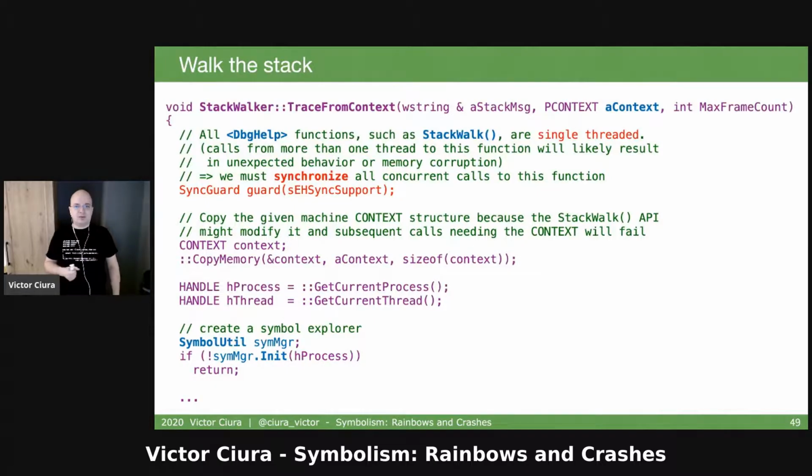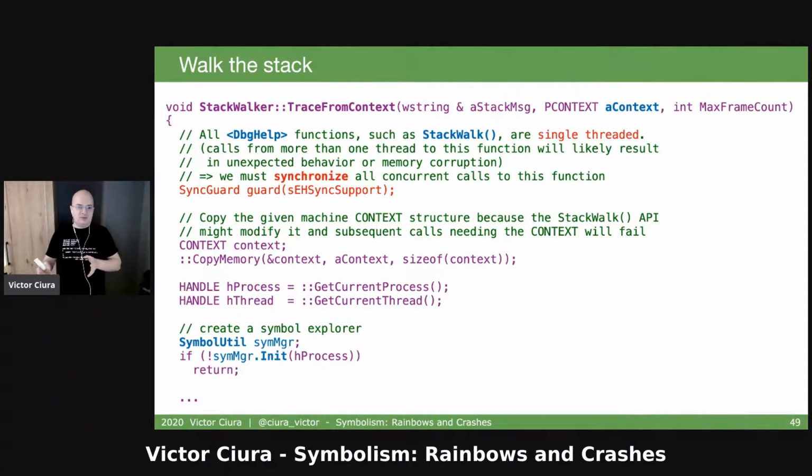So trace from context. By the way, the API that we're using here, the stack walk API, and most of the APIs that deal with debugging tools or the ImageHlp library, are all single-threaded. So if you're doing any kind of multi-threaded stuff, you need to be aware that you protect this type of function and this type of processing, and it needs to be in some kind of critical section. So just as a warning.